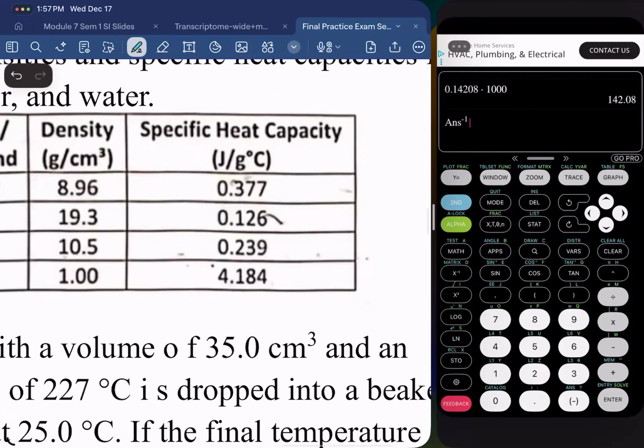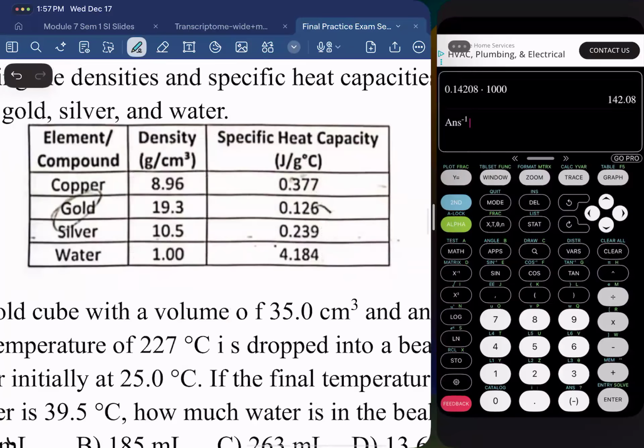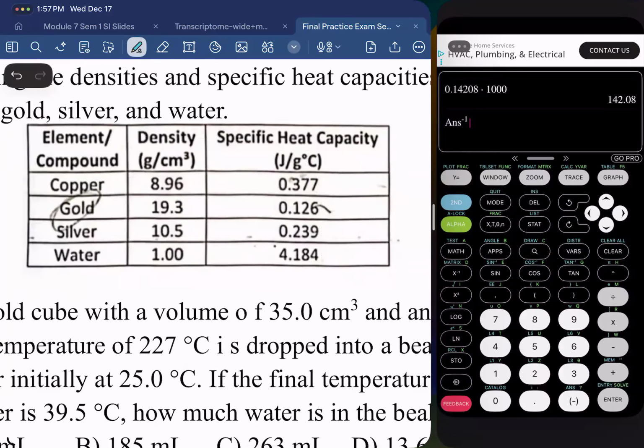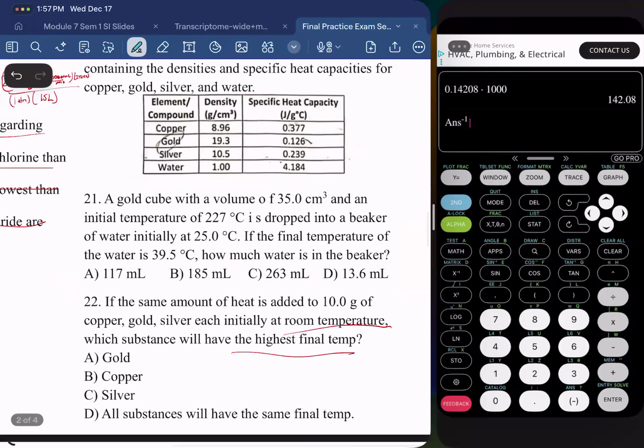So when you look at something like gold, gold has a specific heat of 0.126. In comparison to the other ones, it's the lowest one. So it takes 0.126 joules to raise 1 gram of that substance up 1 degree Celsius. That means it heats up really fast. That's the whole idea. Whereas something like water has 4.184. It's a lot of joules. That's why it takes more energy to heat it up. And so that's why gold in this case would have the highest final temperature.